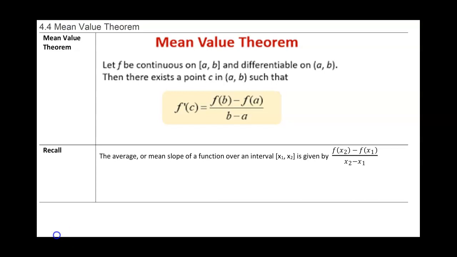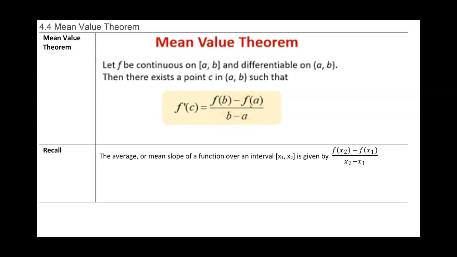4.4 is going to be a short section. It'll talk about the mean value theorem. So the mean value theorem says, let f be continuous on the interval [a, b] and differentiable on the interval (a, b). Then there exists a point c in the interval (a, b) such that f prime of c is equal to f of b minus f of a over b minus a.